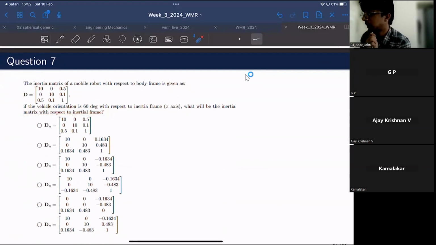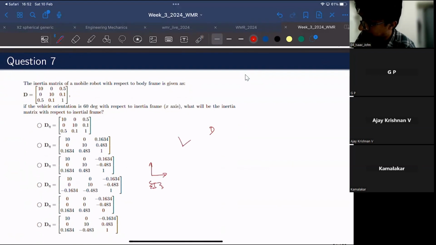So there are a lot of inertia terms. You could easily get confused. So you have the D matrix. You are also given the orientation between the body frame and the inertial frame, and these are oriented at 60 degrees apart. So this much information is given. If the D matrix is given in the body frame, what will be the D matrix in the inertial frame?